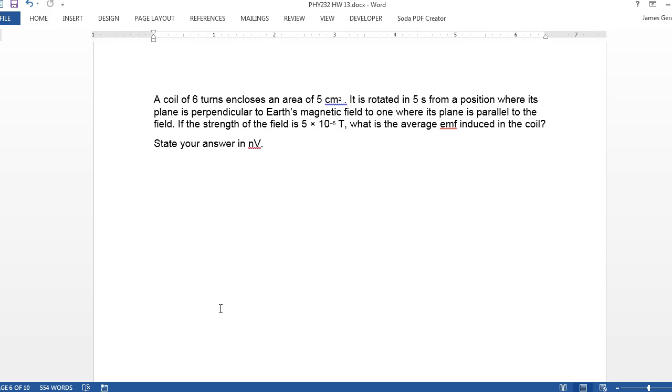In this problem, we have 6 turns in a coil that's got an area of 5 square centimeters. You've got to convert square centimeters to square meters. It's rotated in 5 seconds from a position where it's perpendicular to Earth's magnetic field to one where it's parallel.